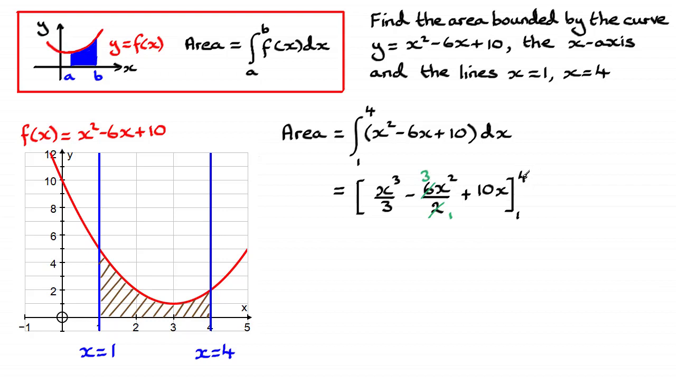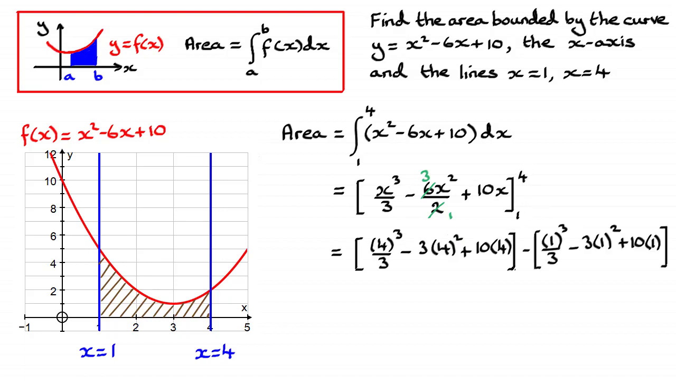So we need to put our values in. 4 first, subtract what we get when we put the 1 in. That's our result here. And evaluating all the terms, you should have got this. And what's it going to equal? 6. Okay, so I hope you're able to get that one.